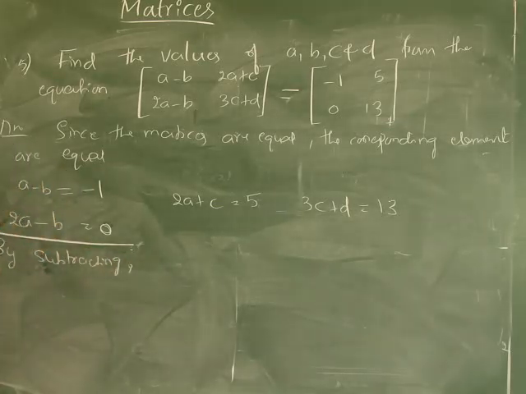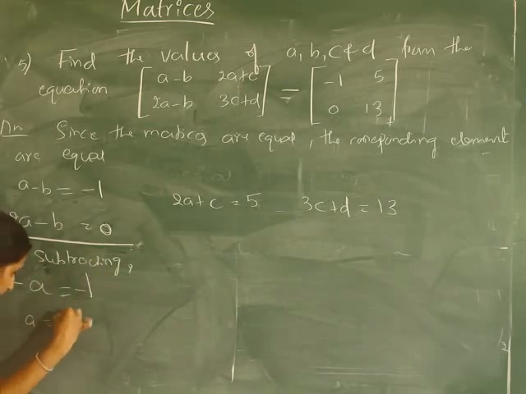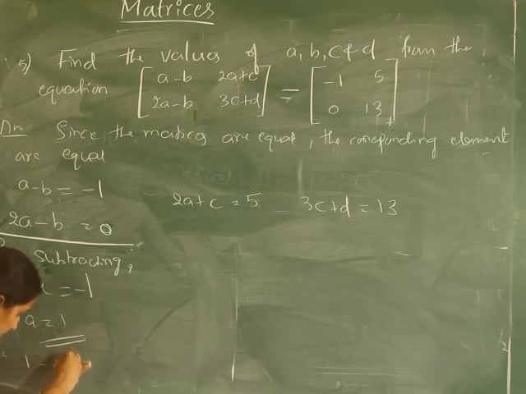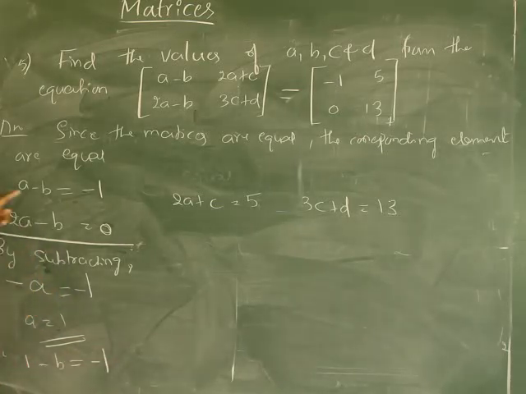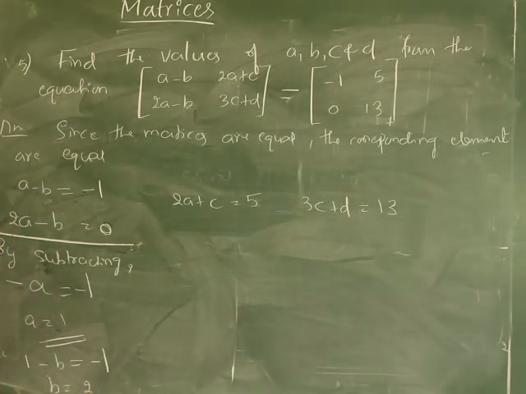So what do we get by subtracting? 2A minus A is A, minus B minus minus B is zero, and minus 1 gives A equal to 1. If A is equal to 1, then from equation 1, 1 minus B is equal to minus 1. So B is equal to 2.